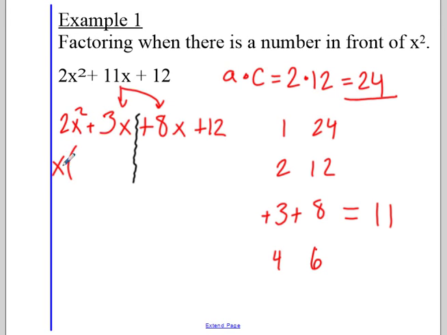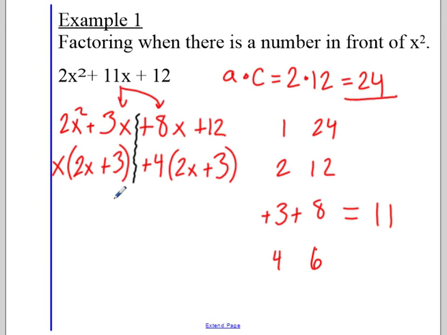2x squared divided by an x, or pull out an x, leaves me with the 2 and now just an x. 3x with the x divided or pulled out leaves me with just the 3. On the other side of this problem, we have an 8x and a 12. The GCF for 8 and 12 would be 4. And more specifically, it'd be a positive 4. 8x divided by 4 is 2x. 12 divided by 4 is 3.